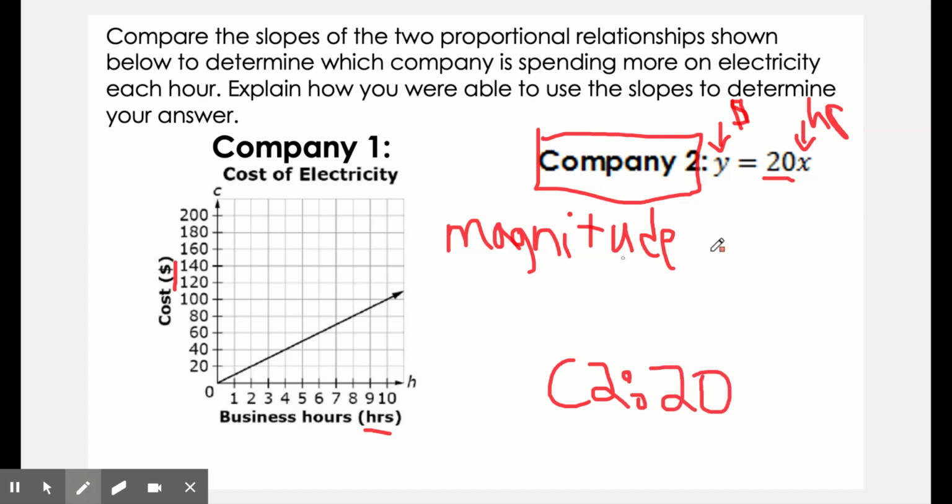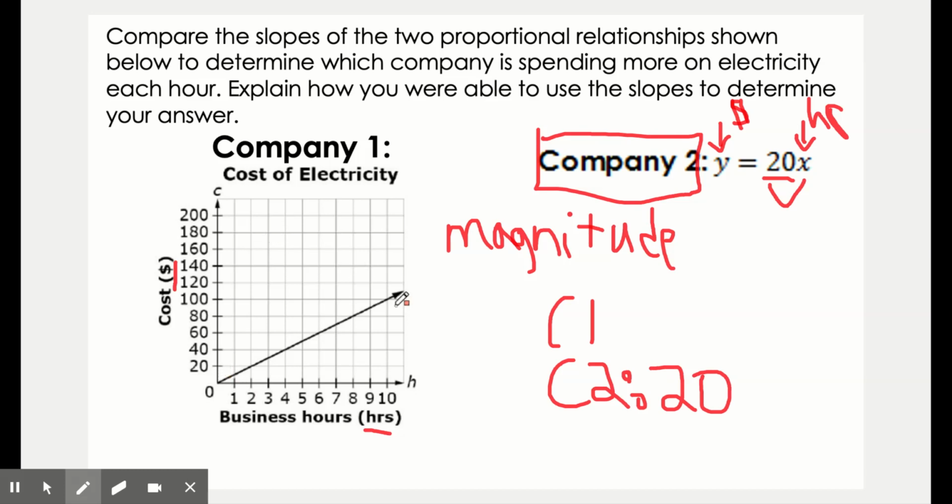So finding magnitude in equations is going to be our easiest bet because it's just the slope. The coefficient of x, the number multiplying x. This tells me that they charge $20 per hour. So now we're going to go ahead and look at company number one.